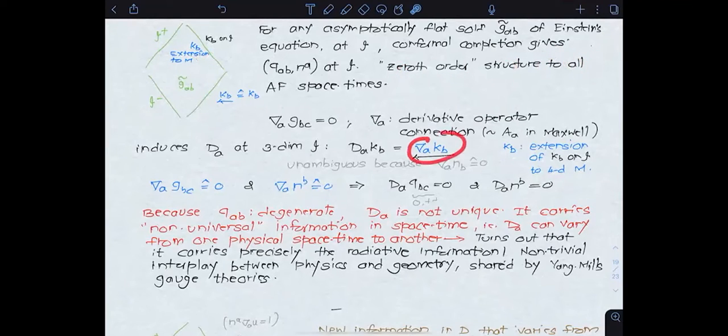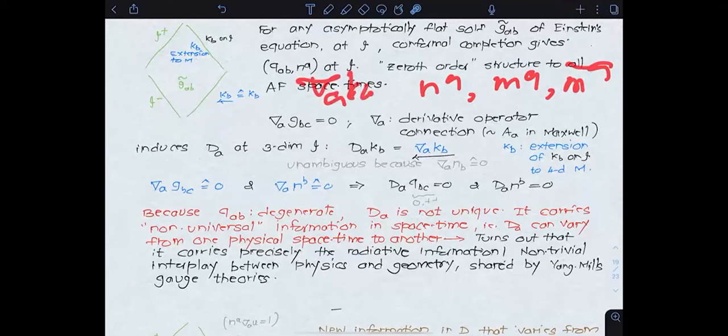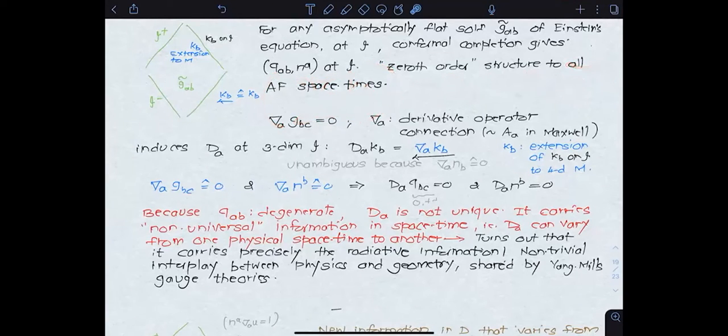Whereas on the pullback, I can only act with n^A, m^A, and m-bar^A. So if I take the pullback of grad_A K_B, then the contraction of A and B can be done only with these vectors, which are always tangential to scri. That is what pullback means. So you take any extension of the given K, the extension is denoted in blue here, and the K that is given on scri is in black. You take any old extension, take the derivative, and then pull back.